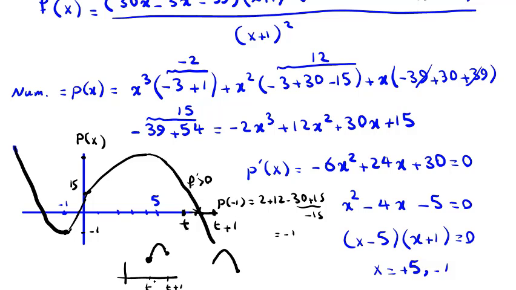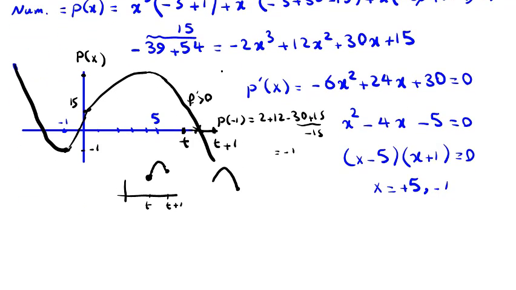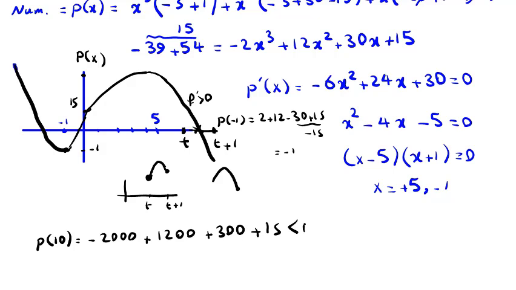Then it is minimum. So we should find these 2 points. For example, you can check for some number. For 5, you know p prime is 0. But you can check, it will be positive. For example, for 10, you will see p of 10 equals negative 2000 plus 1200 plus 300 plus 15, and it's obviously negative.